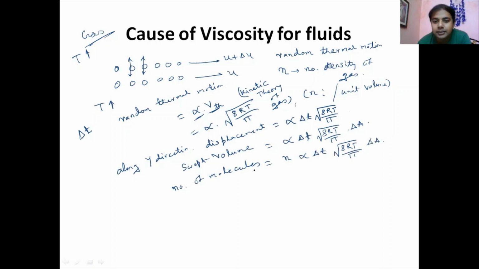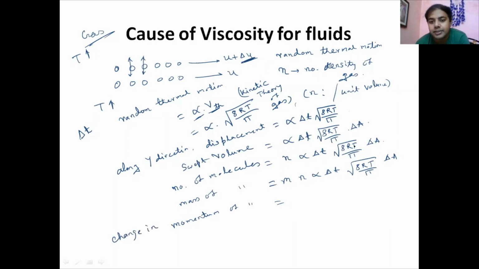Each molecule, what is the mass? Let you take each molecule's mass is small m. So the mass of the molecules. What is the momentum of the same molecules? This mass into velocity change. Change in momentum here, this mass into change in velocity. That is the mass of the molecules.